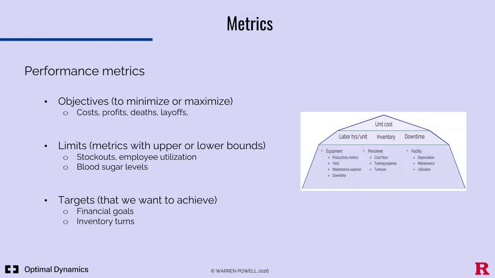Now, performance metrics, I like to put them into 3 broad categories. One is objectives to be minimized or maximized. Then there's limits. These are metrics where I want to keep them above or below some number. And then finally, targets are something that I want to achieve. Like a company may want to have a certain financial performance.